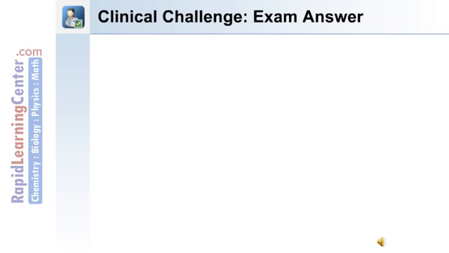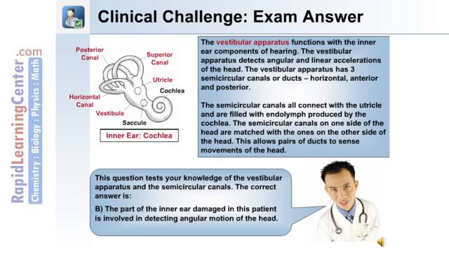Here's the answer to the question. This question tests your knowledge of the vestibular apparatus and the semicircular canals. The correct answer for this question is B. The part of the inner ear damaged in this patient is involved in detecting angular motion of the head.